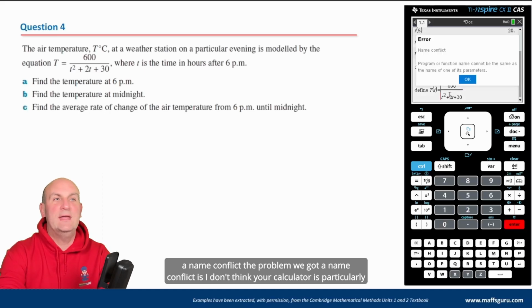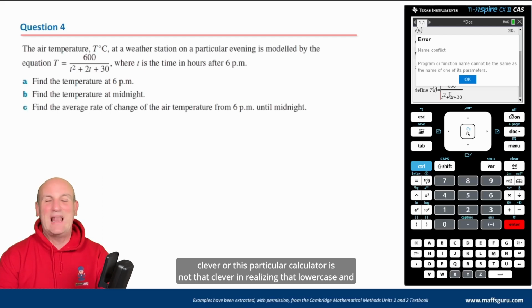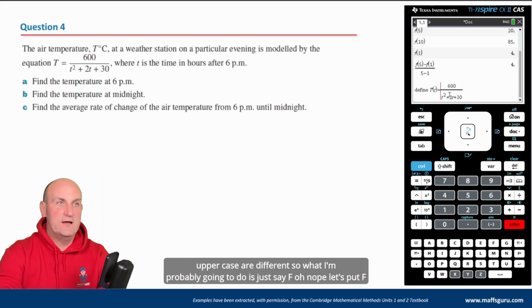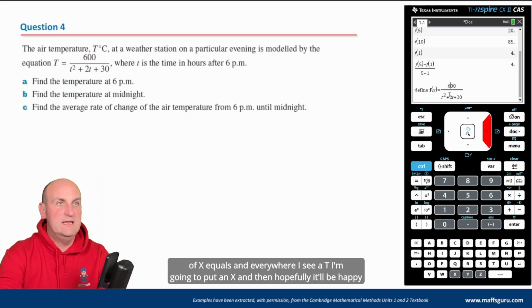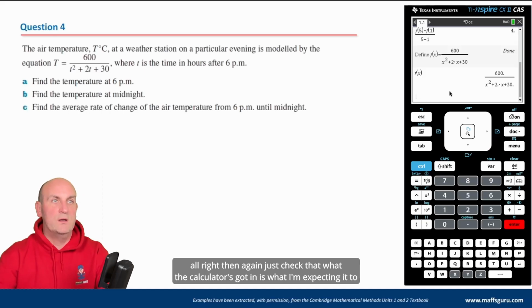There you go. Now we've got a name conflict. I don't think this particular calculator is clever enough to realize that lowercase and uppercase are different. So what I'm going to do is say F of x equals, and everywhere I see a t, I'm going to put an x, and then hopefully it'll be happy. Then again, just check that what the calculator has is what I'm expecting.